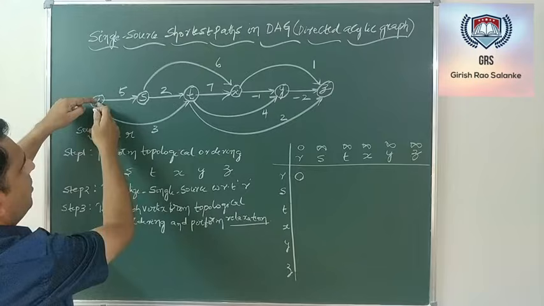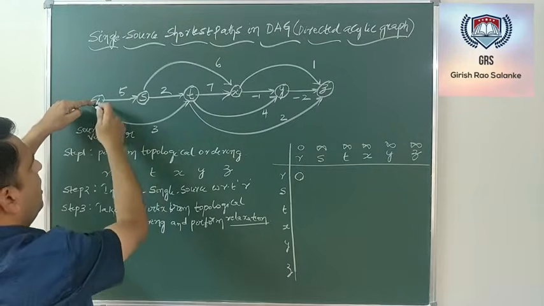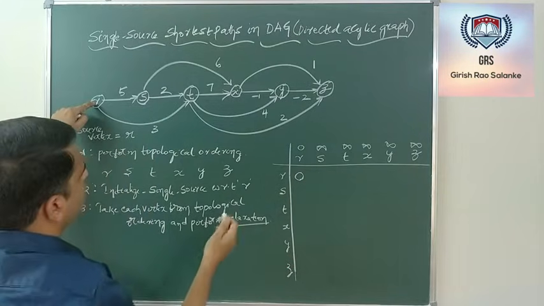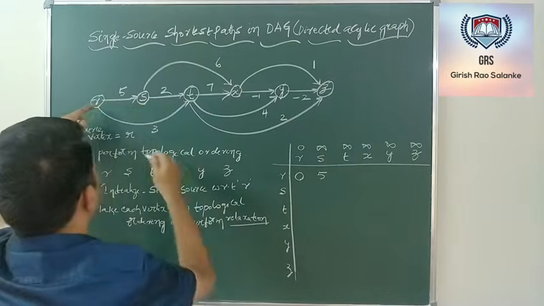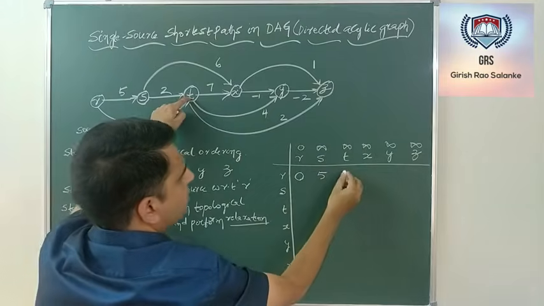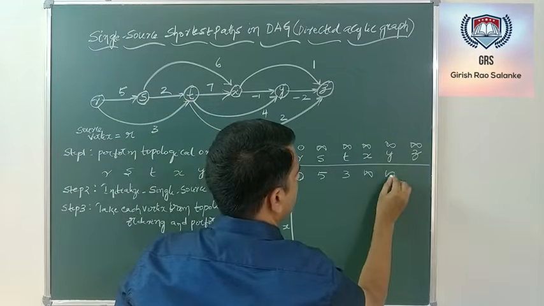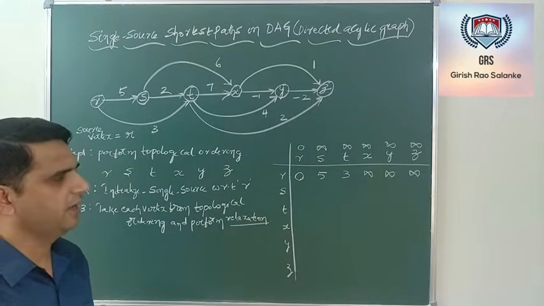Now there is an edge from R to S and there is an edge from R to T. Only these two distances will be updated. R to S will be updated to 5, that is the minimum value between 5 and infinity is 5. Similarly, the minimum value between 3 and infinity is 3. So apart from these two, all other vertices remain unreachable, in the sense, they remain infinite only.